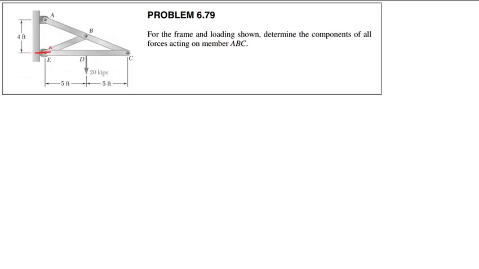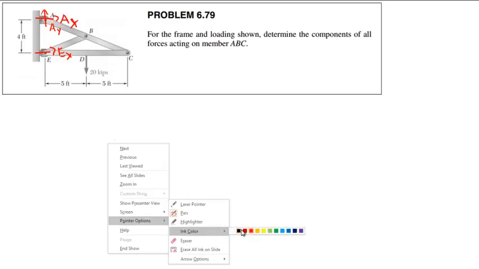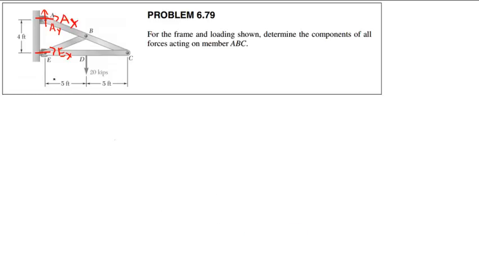So let us say we have EX here, AX, and AY, AX and AY here. The reason I did not put an EY is because if you look closely, this is a roller support, and this is a pin support here.